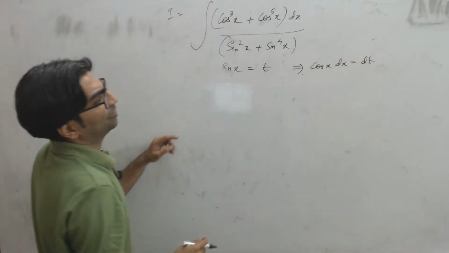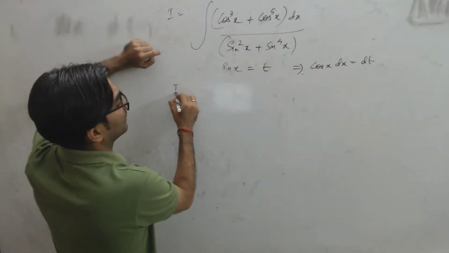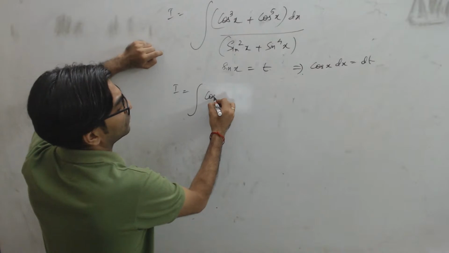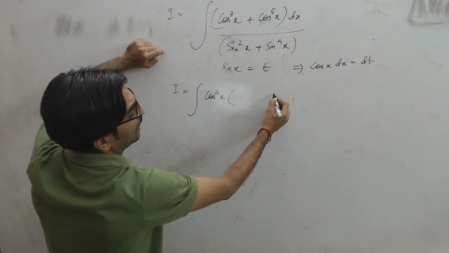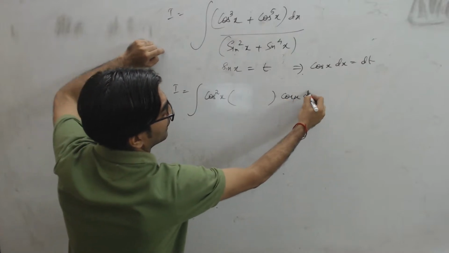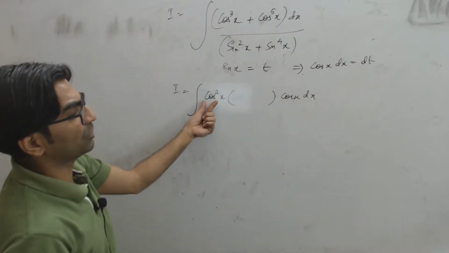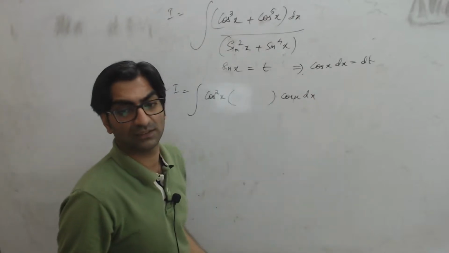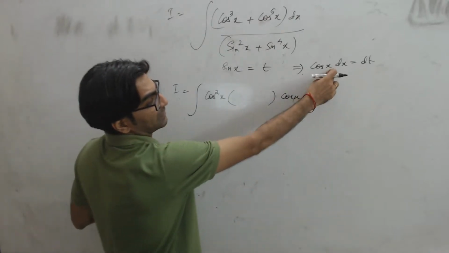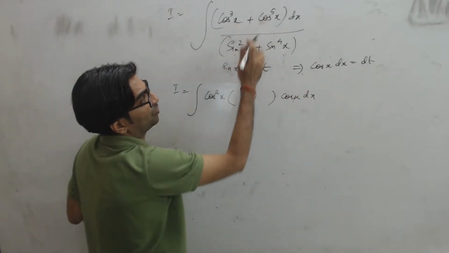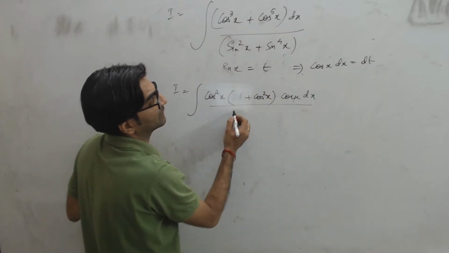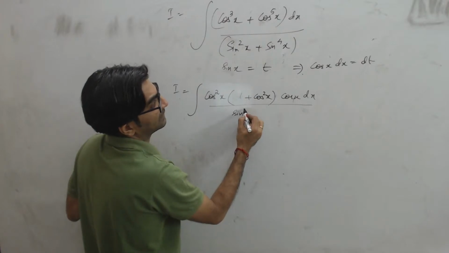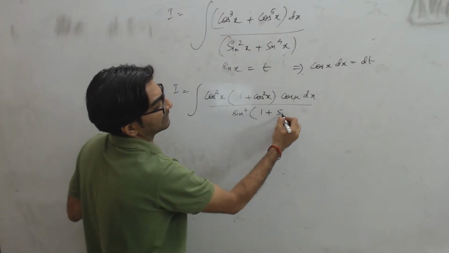Clearly, in the numerator I can take cos cube common. So I'll write that as cos square x into something into cos x dx. That's why I wrote cos cube as cos square into cos, because I wanted to make cos x dx. And then taking cos cube common, 1 plus cos square comes separately. And my denominator, taking sin square common, is 1 plus sin square x.